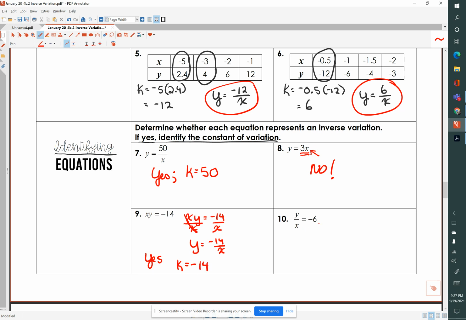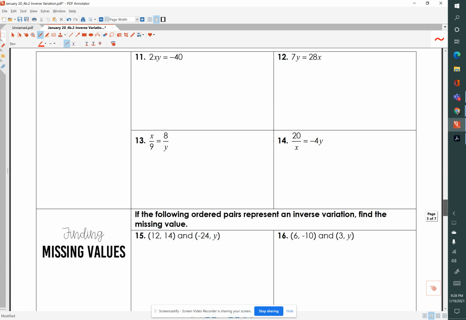And number 10, we have y divided by x equals negative 6. There's no way we can solve for y and get negative 6 over x, or is there? Well, let's solve for y. The way we solve for y is we multiply both sides by x. And when we do that, we have y equals negative 6x. Nope, not an inverse relationship. So far so good. I hope you're with me. We've got 4 more just like this. Why don't you go ahead and try them and then come back to me and see how you did.